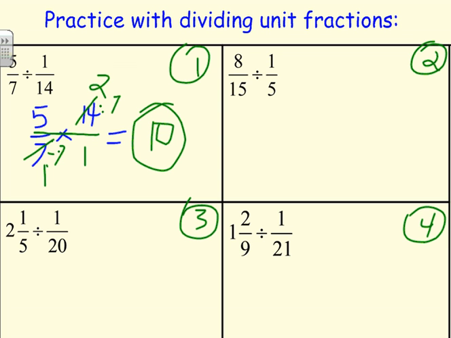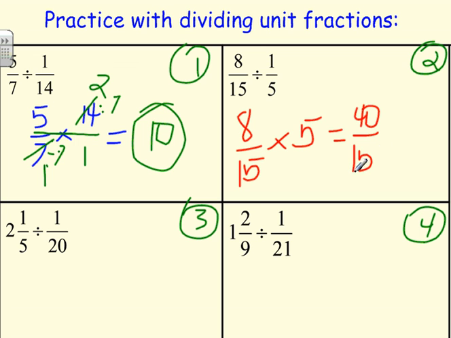8/15 divided by 1/5 for our second example. Again, 8/15 stays the same. 1/5 becomes a multiply by 5. In the end, we get 8 times 5, which is 40, over 15. Divide each by 5, and you get 8/3 as your answer there.